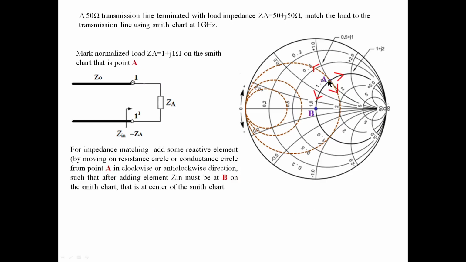For example, the load is this. This is the load point. What do we have to observe first? Through this point, identify which resistance circle is passing. See, this is the resistance circle passing; the R value is 1. And a conductance circle is also passing through the point. One conductance circle and one resistance circle are passing through our point. First you should identify those two.